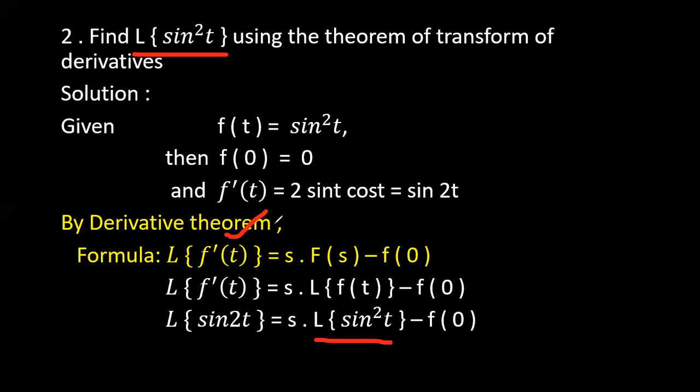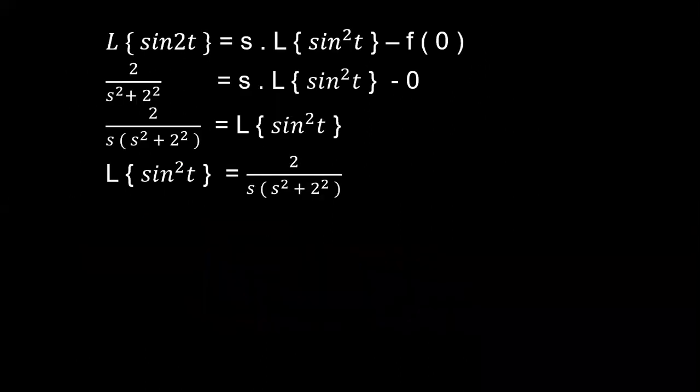So this is the equation we got. Now what do we have to do? We have to find the Laplace transform of sin 2t. What is the Laplace transform of sin 2t? Using the basic formula, the Laplace transform of sin 2t is nothing but 2 by s square plus a square.